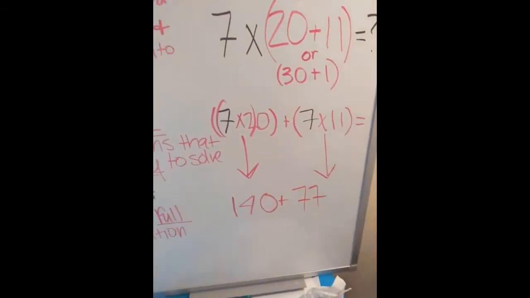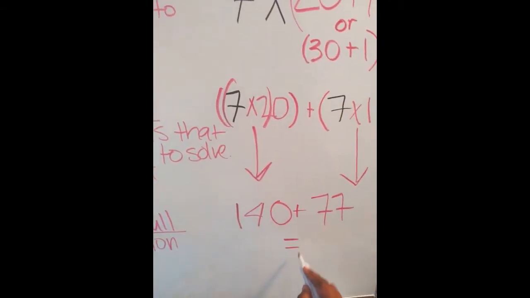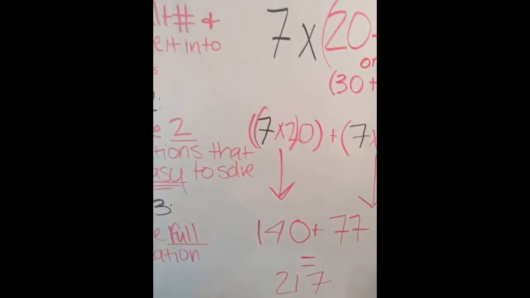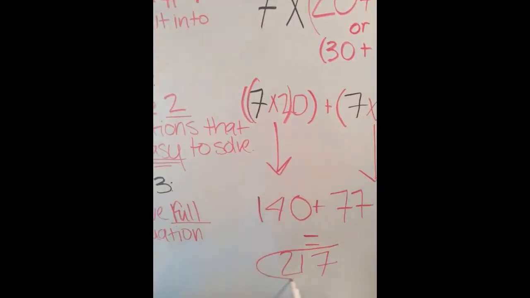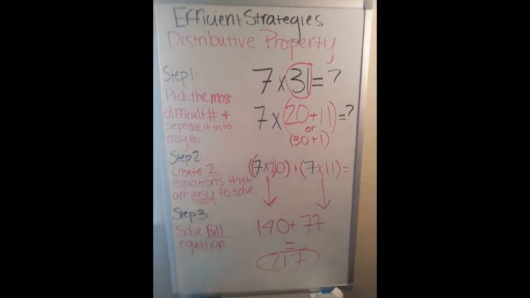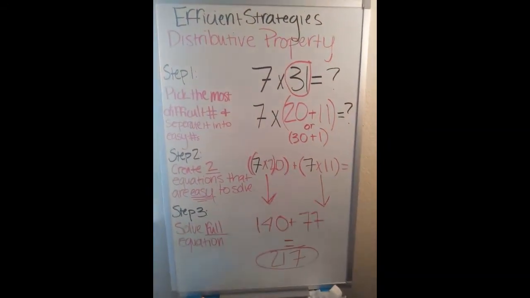And then we have this last step here, 140 plus 77. We should have gotten 217 as our final product. And if you did not get that, go ahead and just go back and check your work. I'm sure that you will figure it out once you just take your time and check your work.